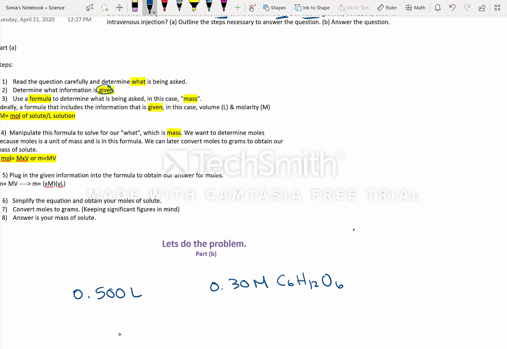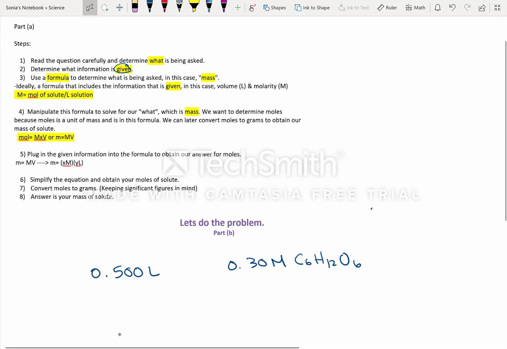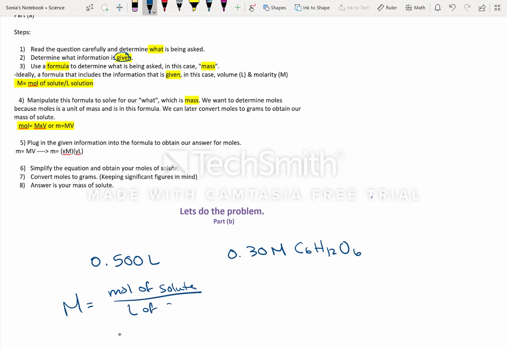Number 3 says to use a formula to determine what is being asked, in this case mass. We can use that formula that we determined in our steps. So the formula says molarity equals moles of solute over liters of solution. If we look at the formula, we can see that what we want is moles, but what we're getting is molarity, which we already have. So we would have to do what it says in step number 4.